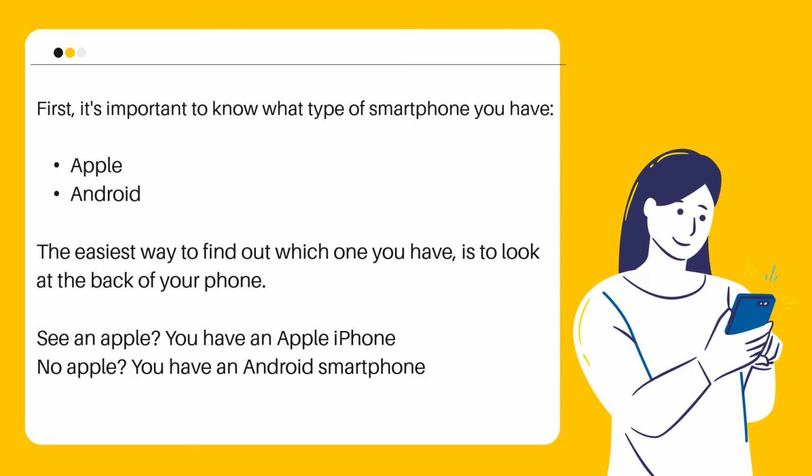It will either be an Android device or an Apple device. The easiest way to find out which one you have is to take a look at the back of your phone. If you can see an Apple, you have an Apple iPhone. If there's no Apple, you will have an Android smartphone.